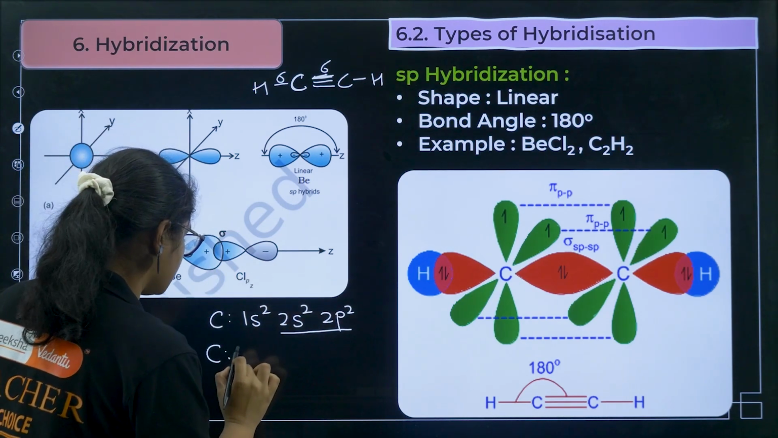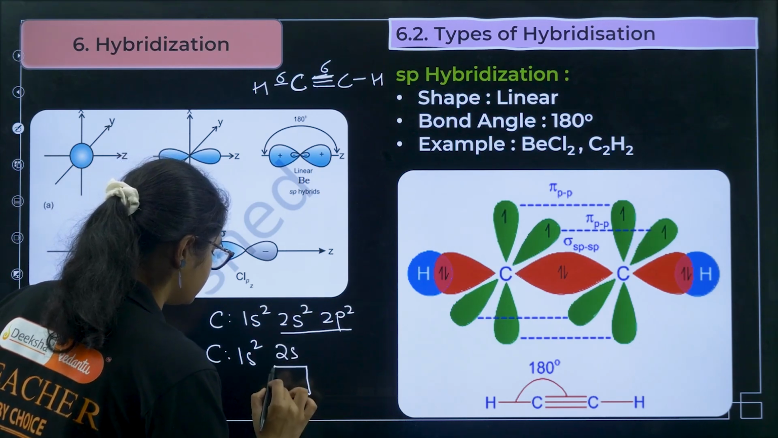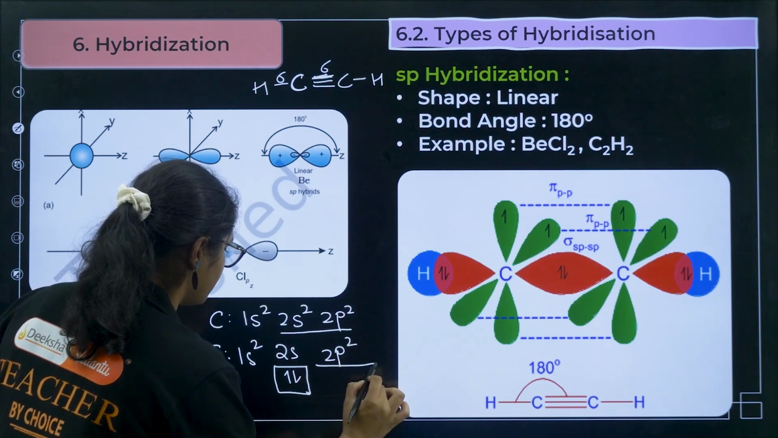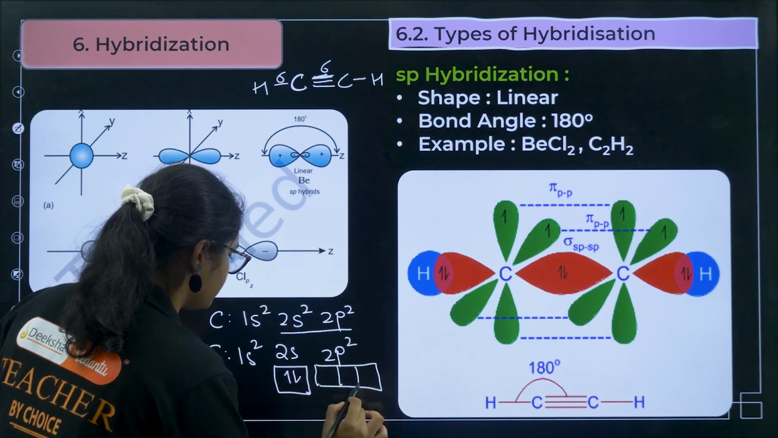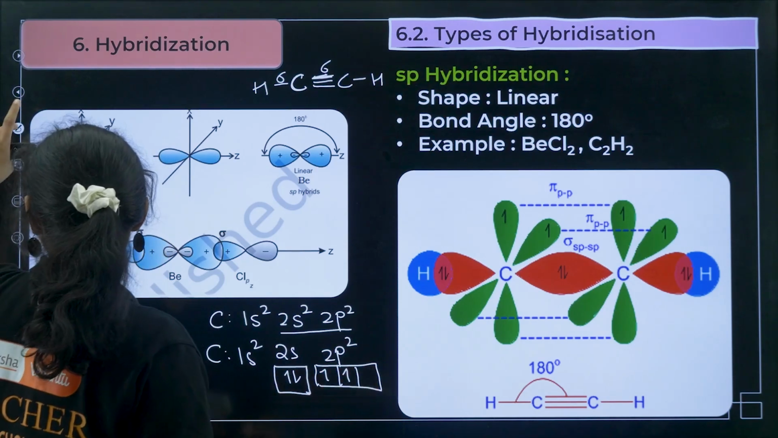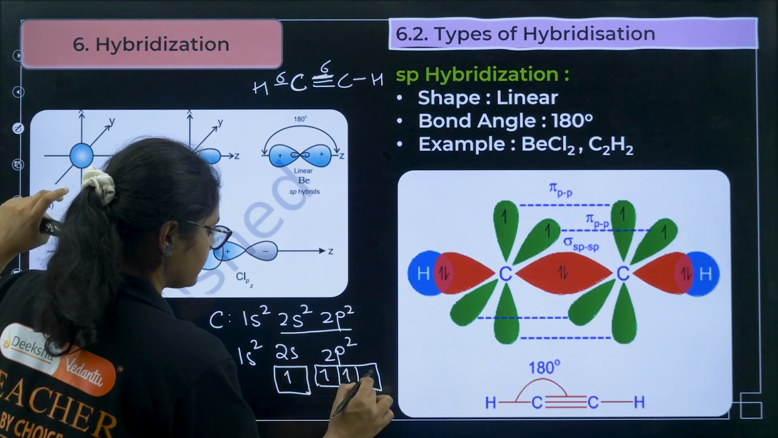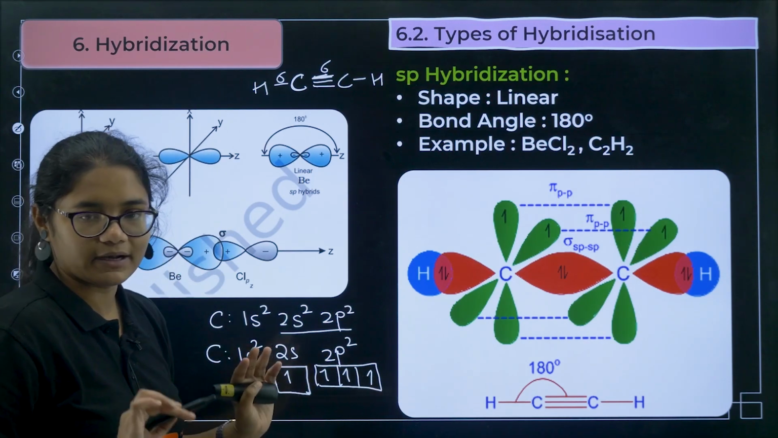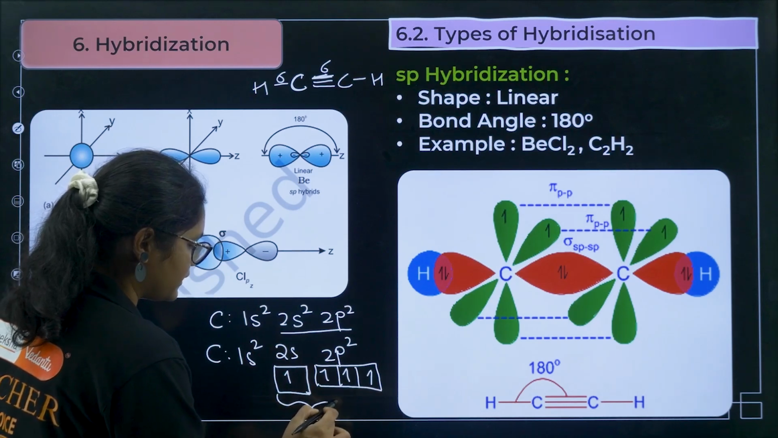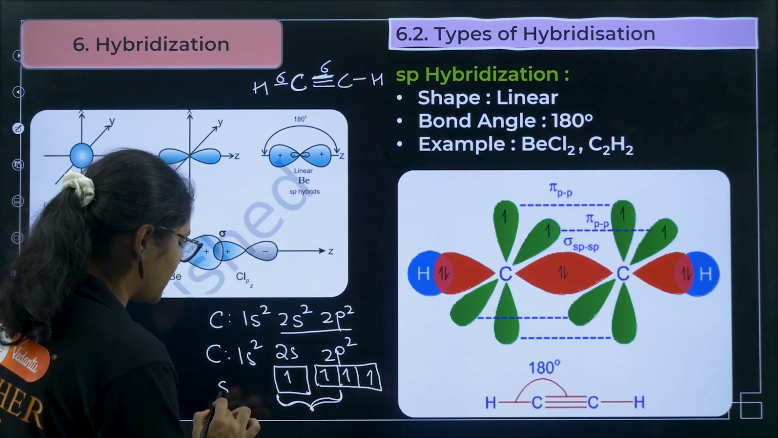So I can write the carbon electronic configuration like this: 1s2, 2s2 and 2p2. Okay, so now what happens? One of the 2s electrons gets excited to the outermost orbital. Okay, so this one gets excited to here, so that we get 4 unpaired electrons and 4 bonds can be formed. Now, this s orbital and p orbital undergo hybridization, so they will form sp hybrid orbitals.